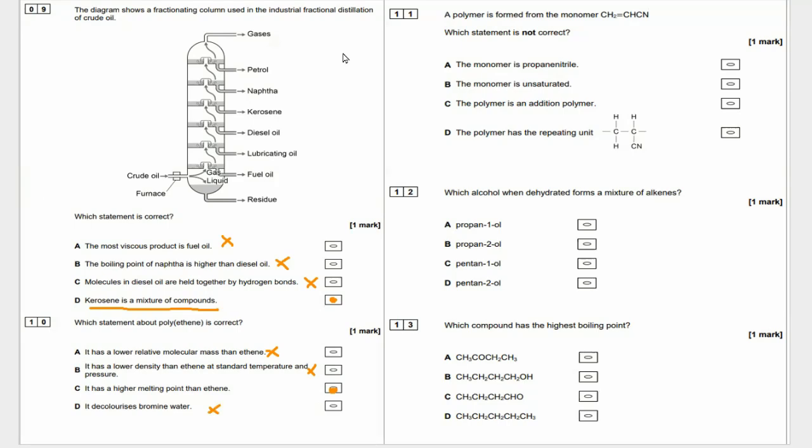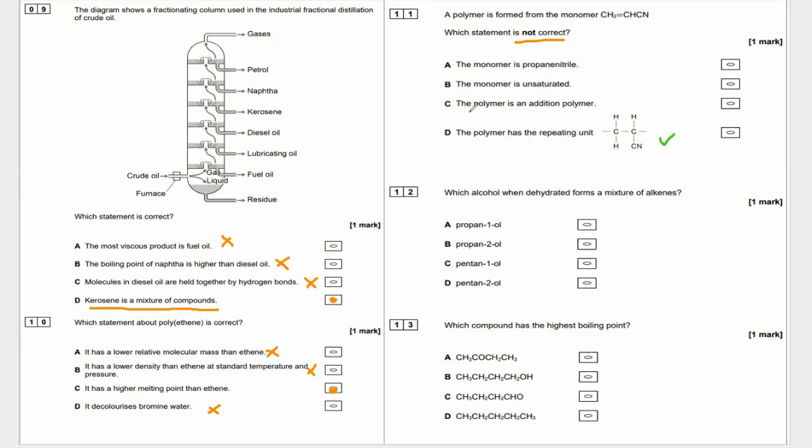Okay. 11. A polymer is formed from the monomer CH2=CHCN. Which statement is not correct? You always have to check these. I always miss these. So, which statement is not correct? We're looking at what is incorrect, so I'm going to start tactically from the bottom here. The polymer has this repeat unit. When you're making a repeat unit, you want to get rid of the double bond, which they've done here. You want to open up the ends. And essentially, that's what they've done.